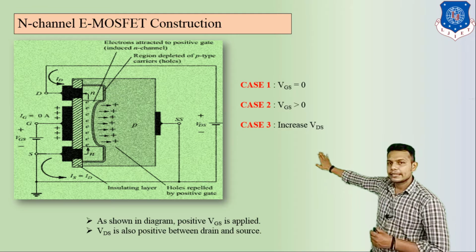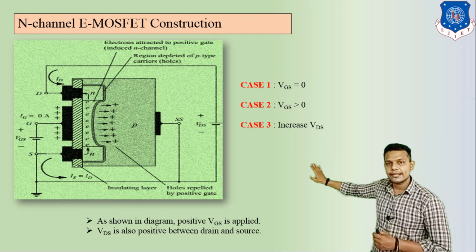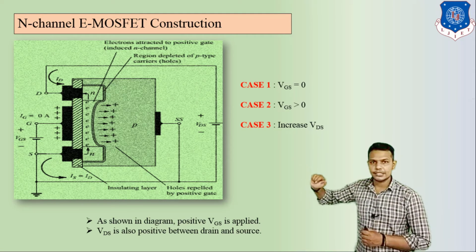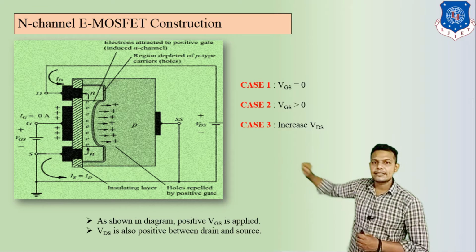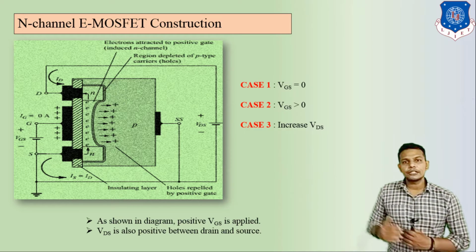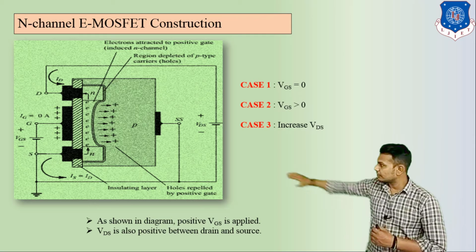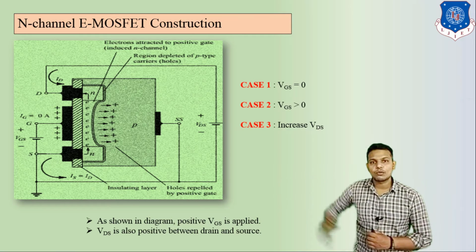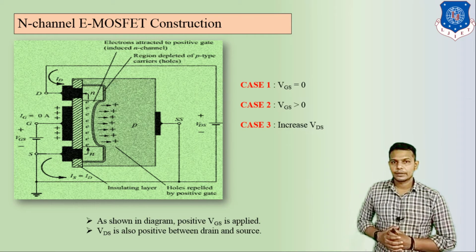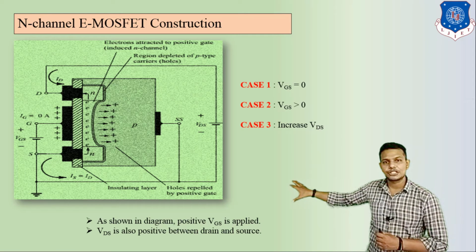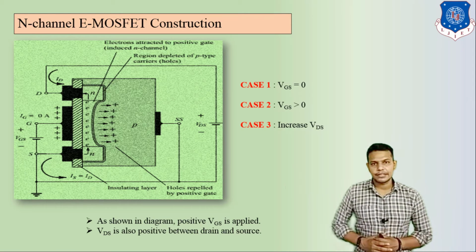Here we can see on this side VDS, the drain to source voltage, is connected, and VGS, the gate to source voltage, is connected. So this is the connection, or we can say biasing.